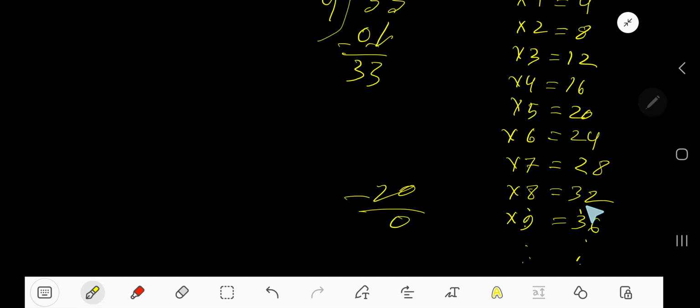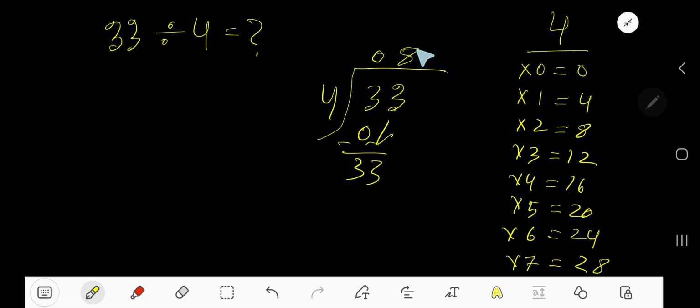So 8 times, that gives us 32. Write 8 times 4, 32. Subtract, 1. So our answer is 08, meaning 8, remainder 1.